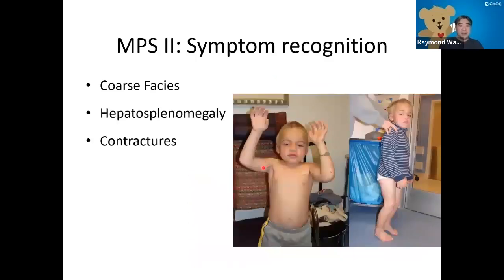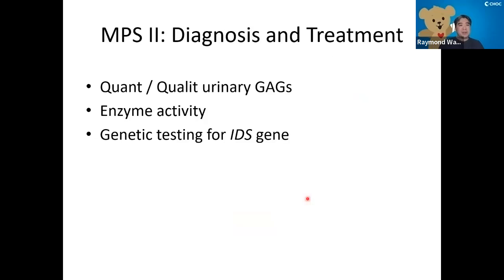Organomegaly and joint contractures, so this is as high as the shoulder mobility can go, and there are knee contractures and ankle contractures here. There can be cognitive impairment, especially in the most severe forms of MPS 2. And diagnosis is actually quite similar to MPS 1. This day and age, you often have MPS sequencing panels, so you don't have to test for one gene at a time.